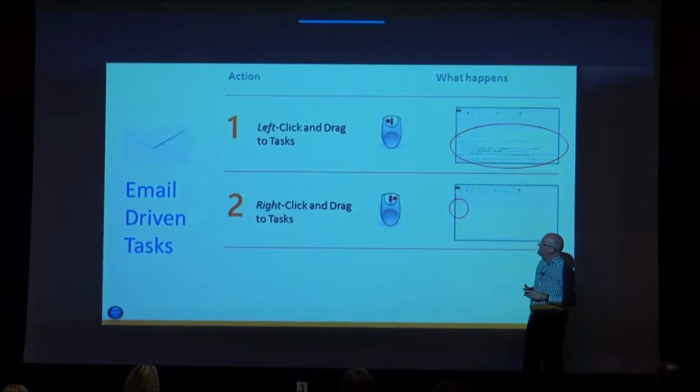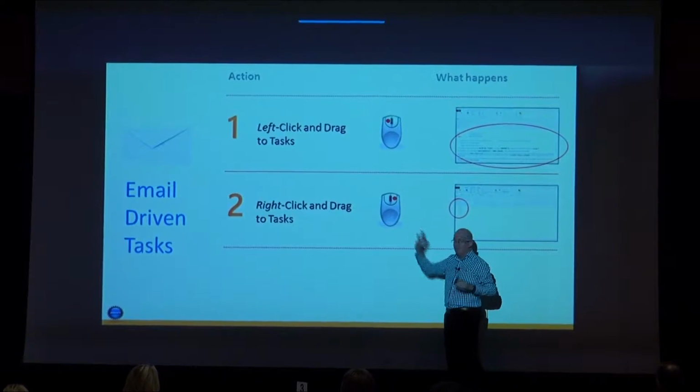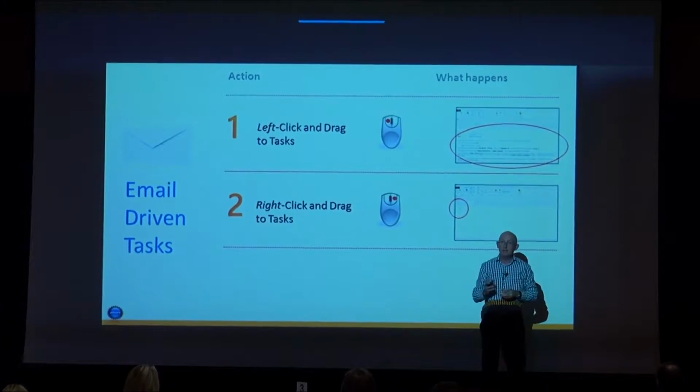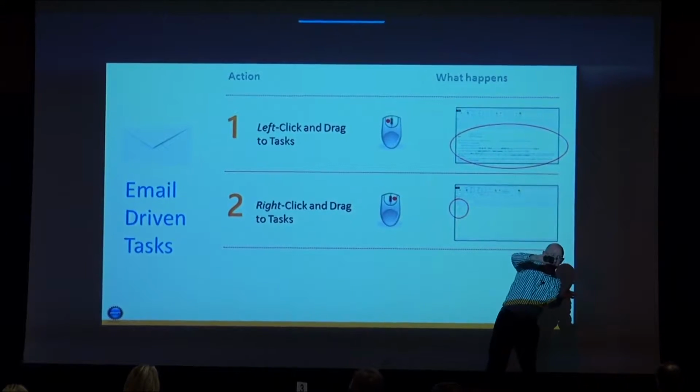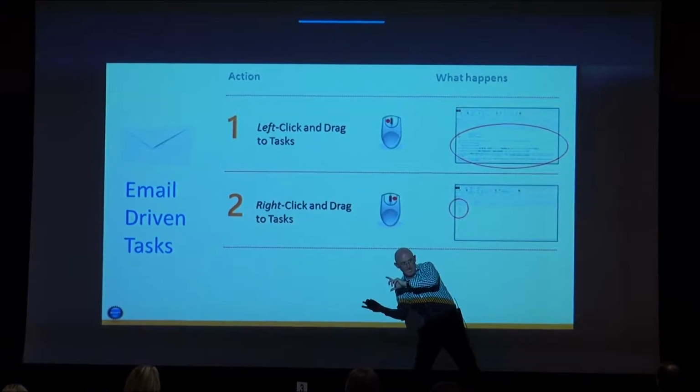The second option is to right-click and drag an email to your task folder. And when you right-click, now I just want to be really clear here. Okay, the first one was left-click. This is the left-click button. The second one was right-click.